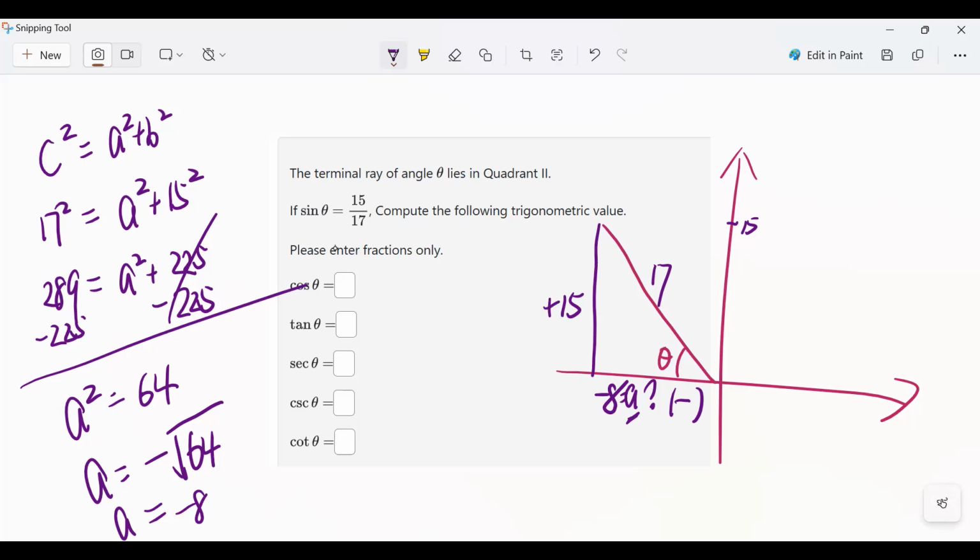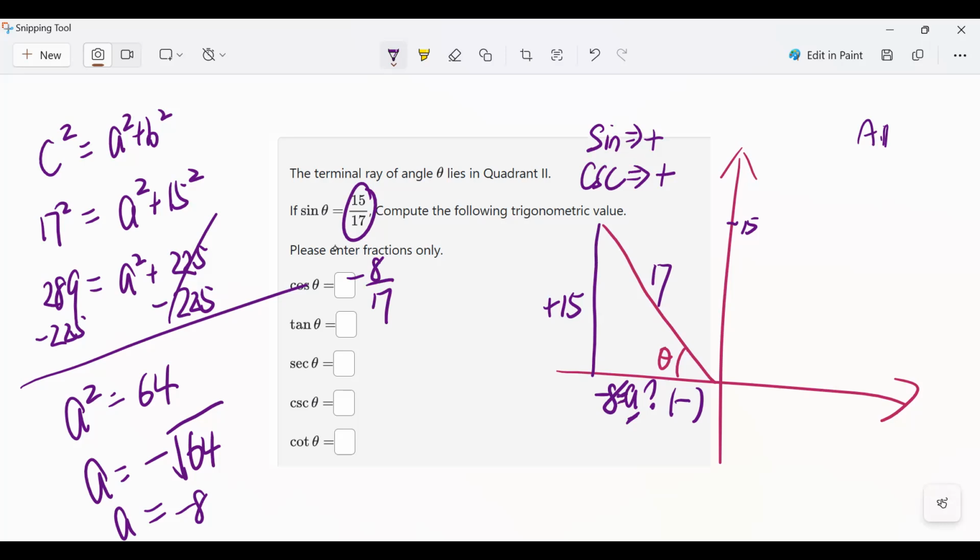Now, once we figure this out, we know that in the second quadrant, all students, right? Only sine and cosecant are positive. So sine is positive, we know that. And then cosine is going to be adjacent, negative 8 over hypotenuse.